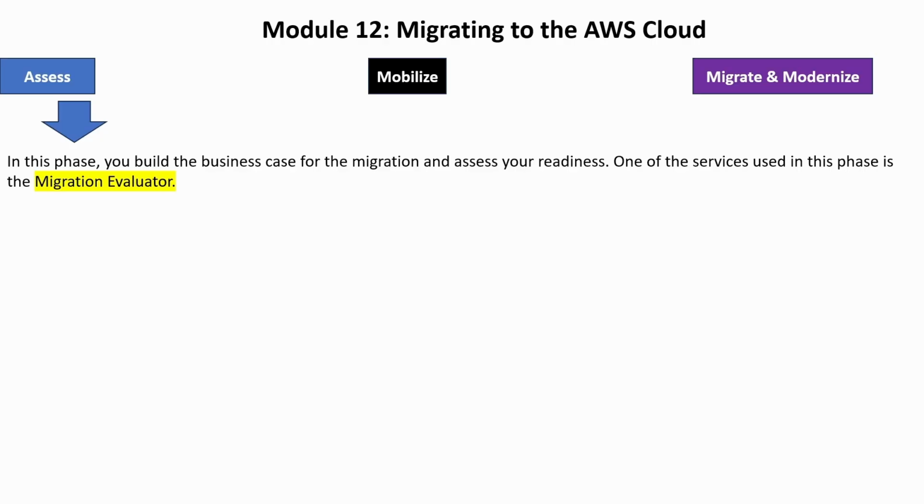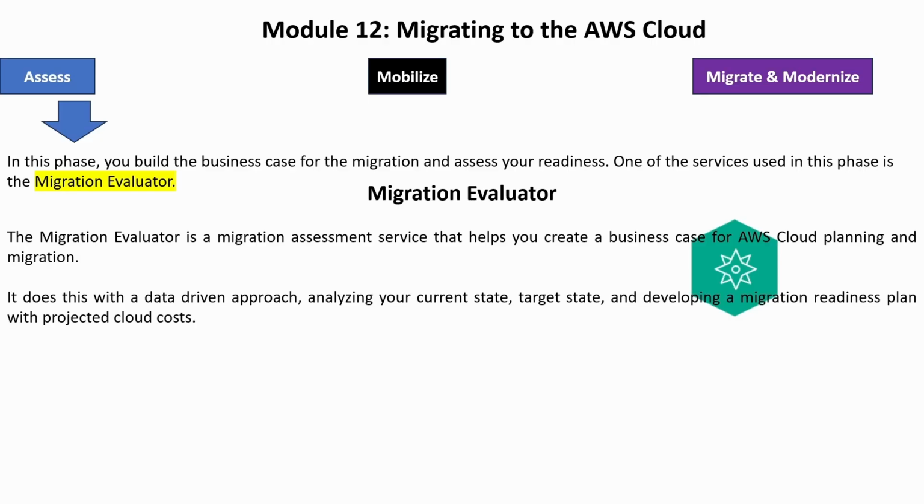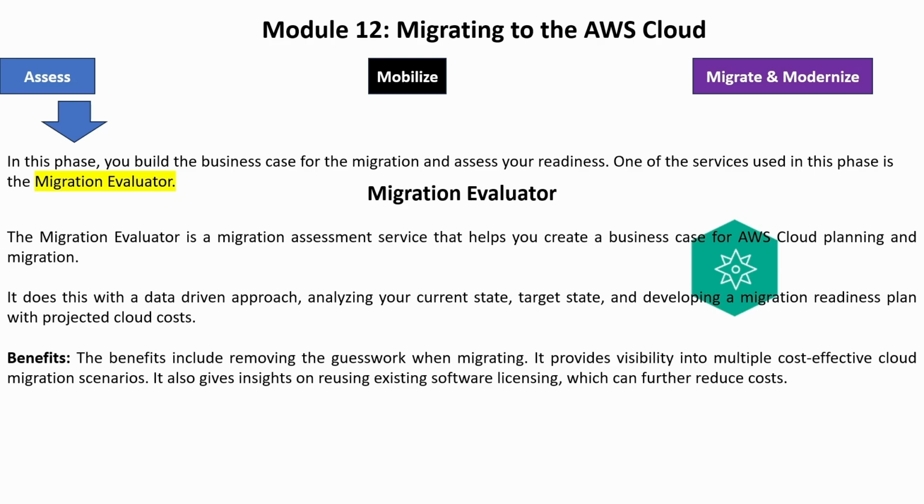One of the services used in this phase is Migration Evaluator. Migration Evaluator is a migration assessment service that helps you create a business case for AWS cloud planning and migration. It does this with a data-driven approach, analyzing your current state, target state, and developing a migration readiness plan with the projected cloud cost.